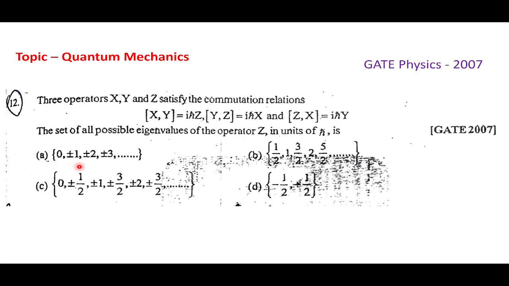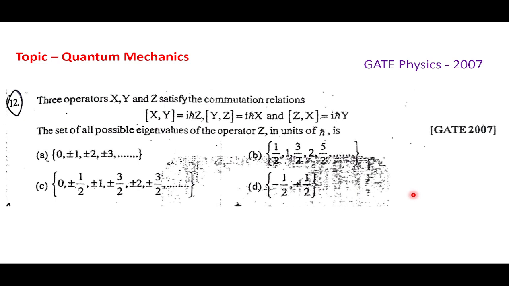Option A is 0, plus minus 1, plus minus 2, plus minus 3, and so on. Option B is half, 1, 3 by 2, 2, 5 by 2, and so on. Option C is 0, plus minus half, plus minus 1, plus minus 3 by 2, and so on. And last option D is minus half, plus half. This is a little bit interesting question. You don't have to do much mathematics, but if you can identify what has been asked here, you can easily tell the answer.